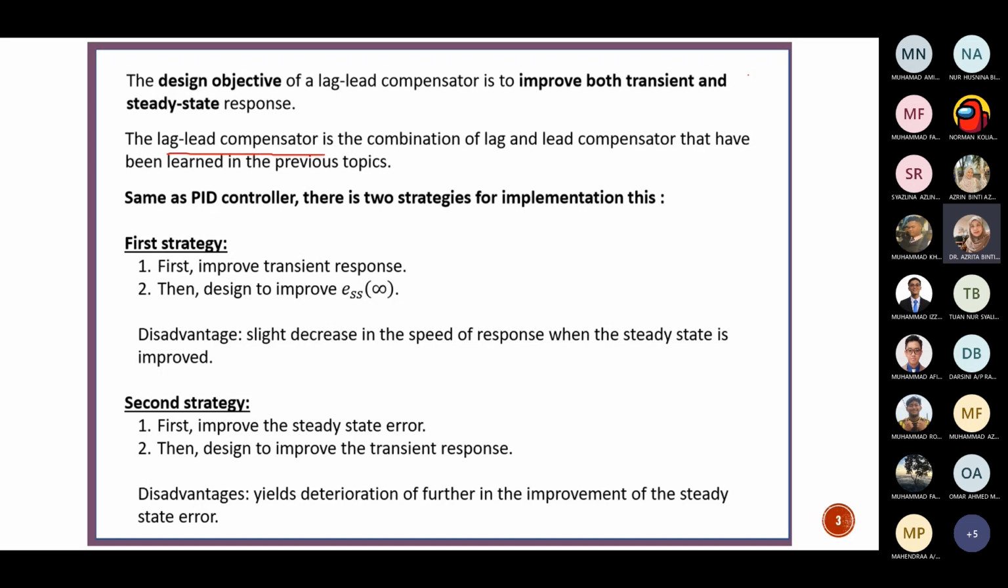And actually, a lag-lead compensator is the combination of lead and lag compensators that have been learned in the previous topic. And same as the PID controller, there are two strategies to implement the lag-lead compensator. In the first strategy, we improve the transient first, which means we design the lead first. After that, we focus on designing the lag compensator. For the second strategy, we improve the steady state error first, so we design the lag compensator. After we design the lag compensator, we design the lead compensator.